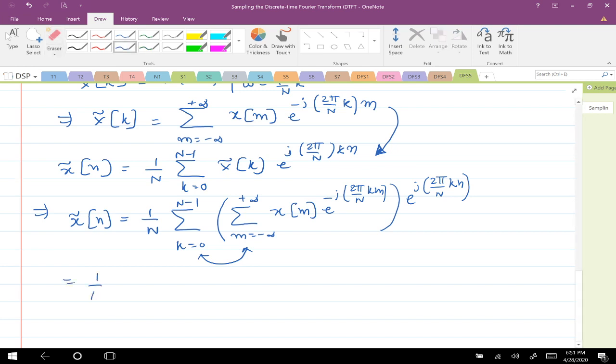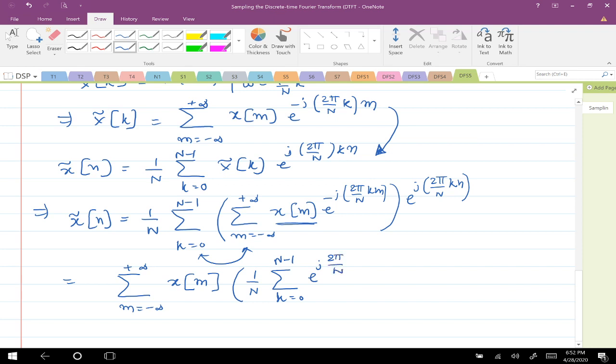This is equivalent to 1 by N. I would write outside m varying from minus infinity to plus infinity. What are the terms that are just dependent on m? This one, so let me bring it out. All the rest have something to do with both k and m, right? So let me keep them. Let me also take this 1 by N inside for a reason, which should be clear very soon. x of m into 1 by N times summation k equal to 0 to N minus 1 of e^(j times 2π by N times k times (n minus m)), combining those two complex exponentials.